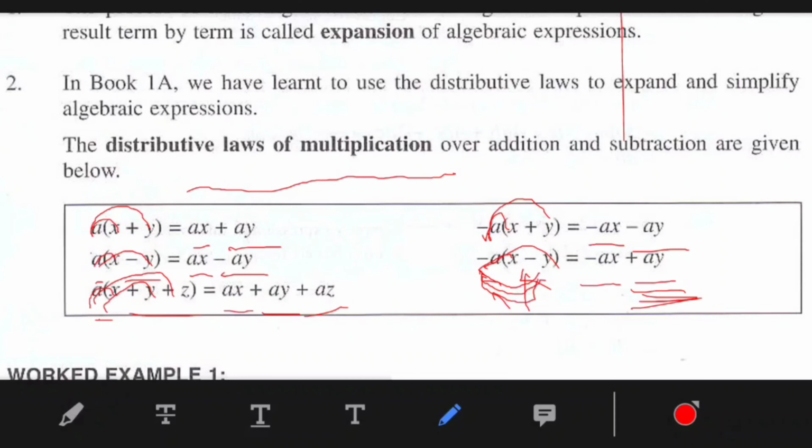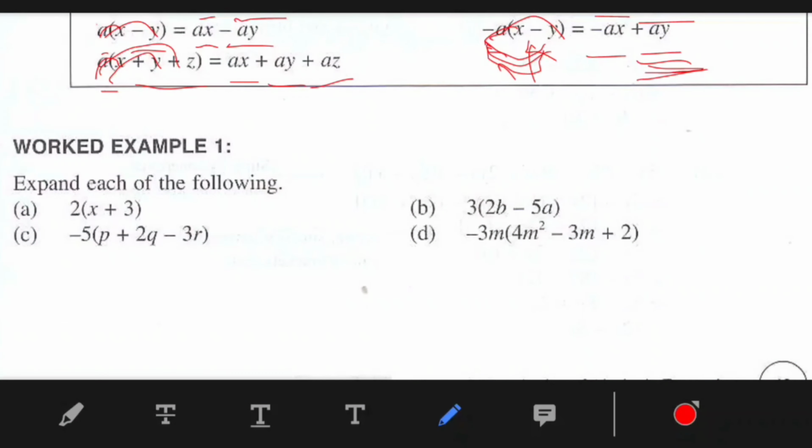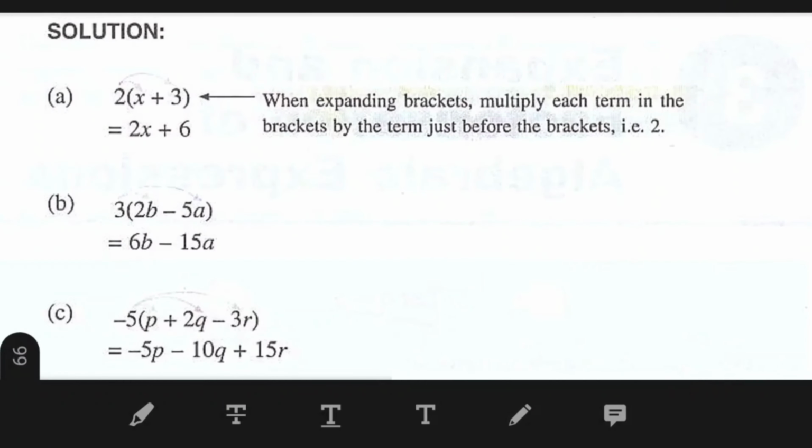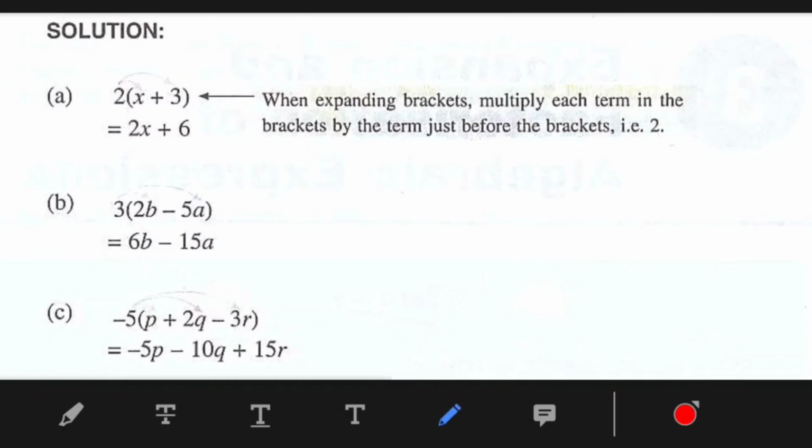Now let's look at some sample examples. Here you have four examples: a, b, c, and d. For a, you have 2 outside the bracket and x plus 3 inside the bracket. By expanding, 2 outside the bracket is multiplied by x, and then 2 outside the bracket, which is positive, is multiplied by positive 3 inside the bracket. Now let's go through the solution. Positive 2 times positive x inside the bracket gives 2x. Positive 2 outside the bracket multiplied by positive 3 inside the bracket gives positive 6.